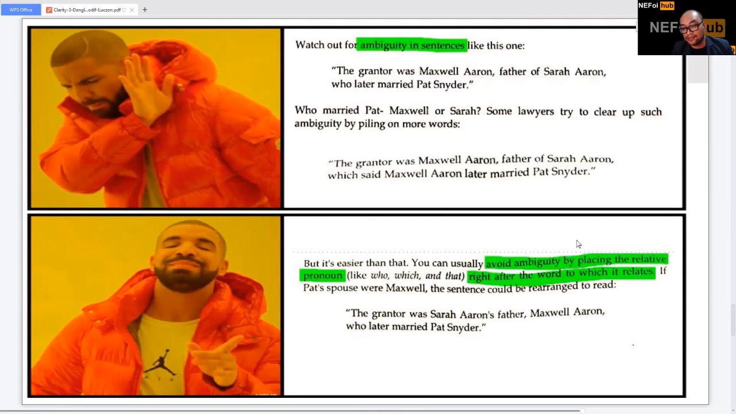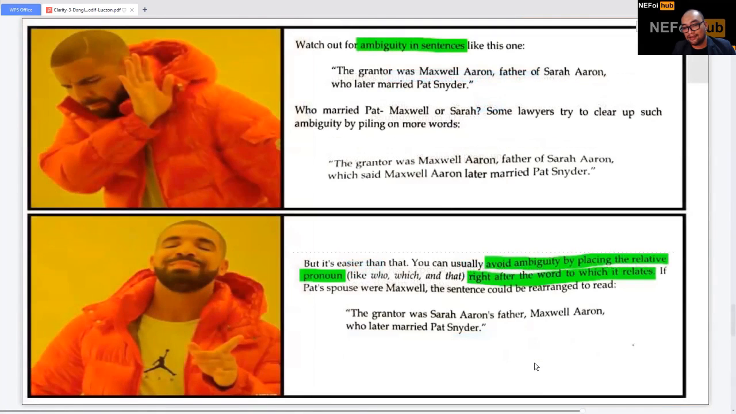So it's easier to understand if we put the relative pronouns. "The grantor was Sarah Aaron's father, Maxwell Aaron, who later married Pat Snyder." So it's clear now that the grantor was Sarah Aaron, and she has a father who is Maxwell Aaron, and then Maxwell later married Pat Snyder. Okay. So, yun.